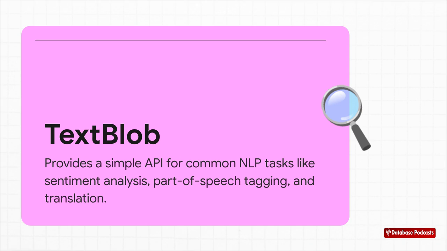So, is there an easier way? Oh, absolutely. If NLTK is the giant academic library, then TextBlob is the friendly, simple interface built right on top of it. It makes common jobs ridiculously easy. You want to find the sentiment of a sentence? With TextBlob, that's often just a single line of code.